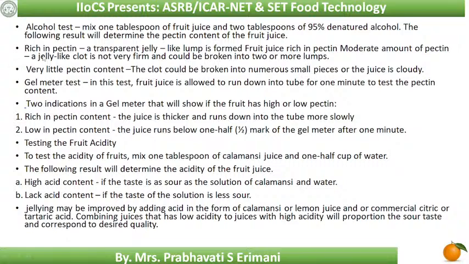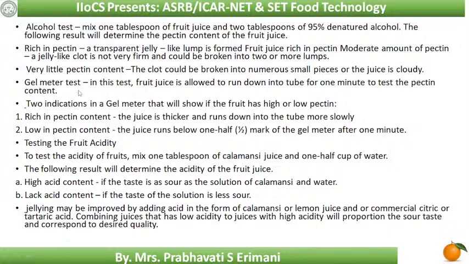In the alcohol test, we mix 1 tablespoon of fruit juice with 2 tablespoons of 95% alcohol. Then the result determines the pectin content of the fruit juice. If rich in pectin, we will get a transparent jelly-like lump. If a moderate amount of pectin is there, then a jelly-like clot is formed, not very firm. It may break into 2 or more lumps. With very little pectin, the clot breaks into numerous small pieces or the juice is cloudy.